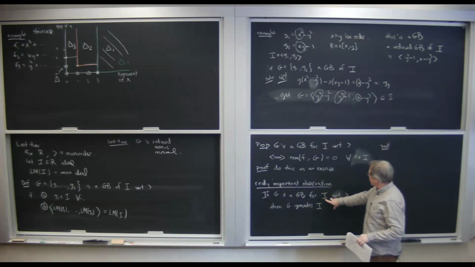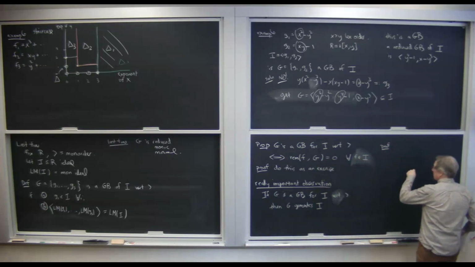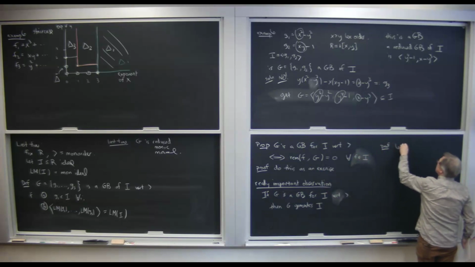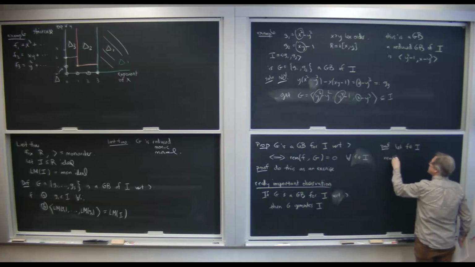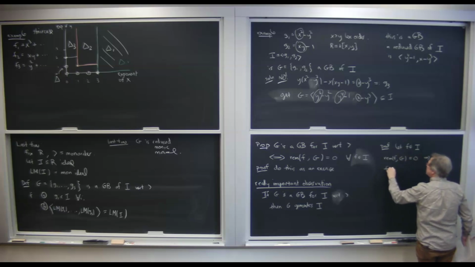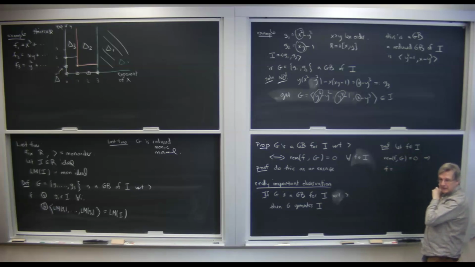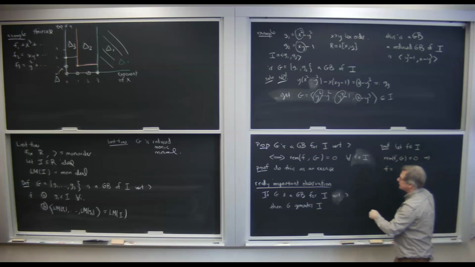Well, if it's a Groebner basis for I, then the remainder of every element is 0. So let's let F be an element in I, and the remainder of F with respect to G equals 0 implies that F is equal to, okay, I've changed notation from over there. These are G's now.